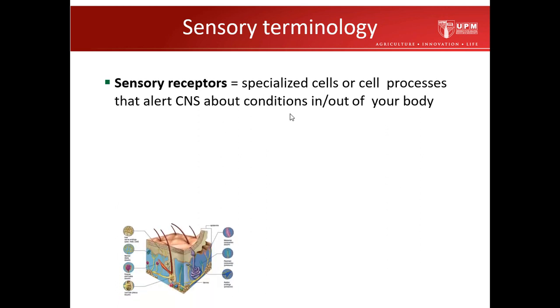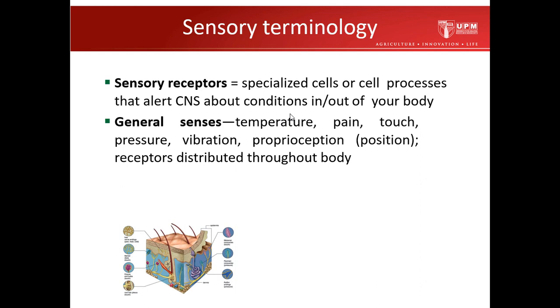Okay, the next one is the general senses. So we have at least 5 general senses. This includes temperature, pain, touch, pressure, vibrations, and all of these general sense receptors are distributed throughout the body.